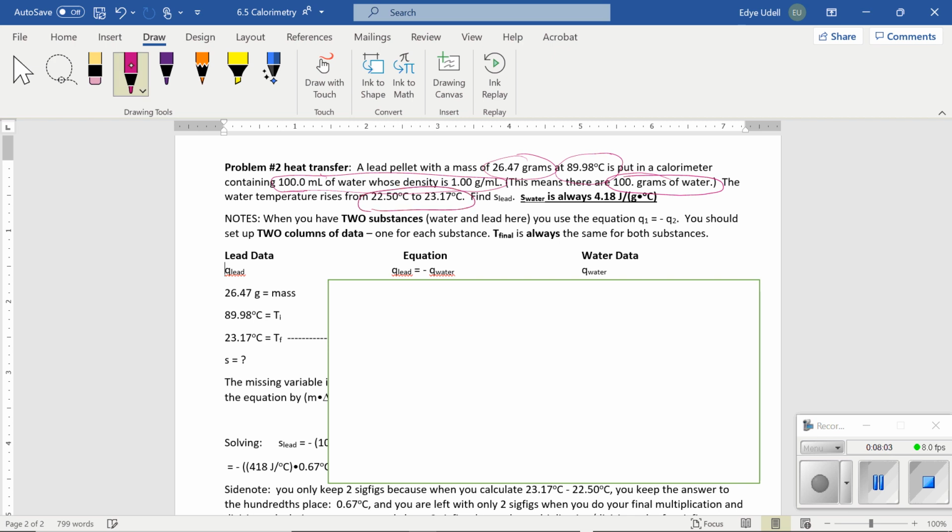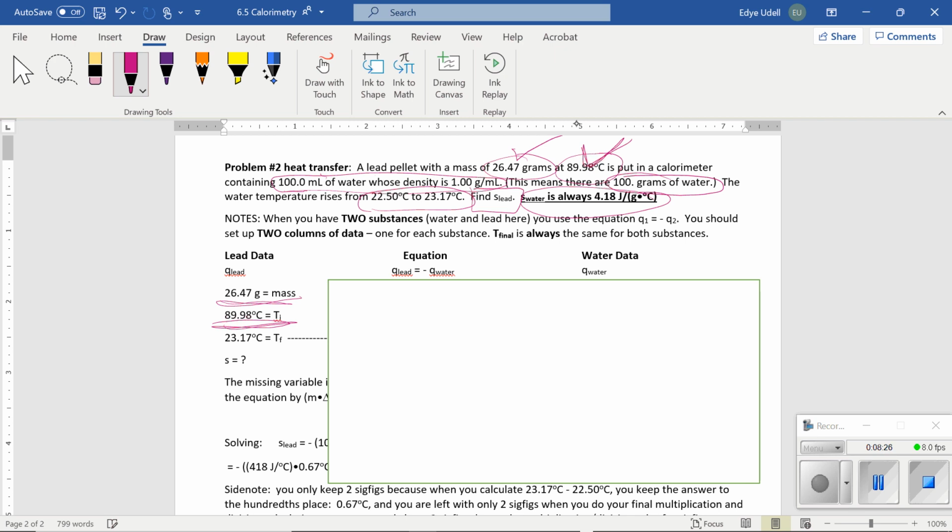I've got a bunch of temperatures. I'm trying to find the heat capacity for lead, and I've got the heat capacity for water. So my lead data. So here's my mass, the lead pellet. There's the mass of the lead. Oh, here's a temperature for lead. The lead is at this temperature, so that's my initial temperature right there, Ti.